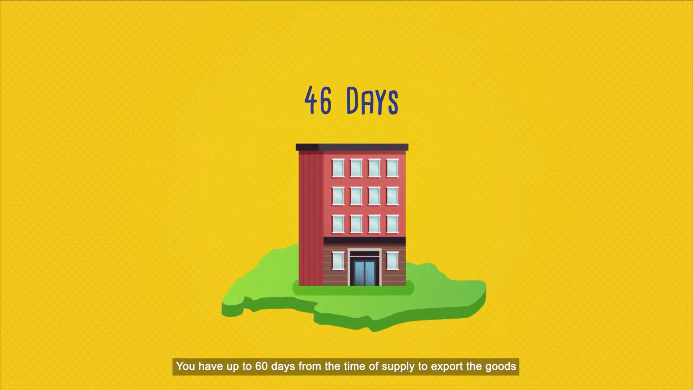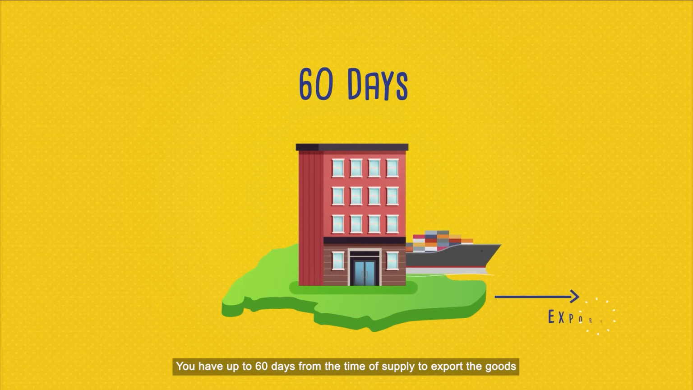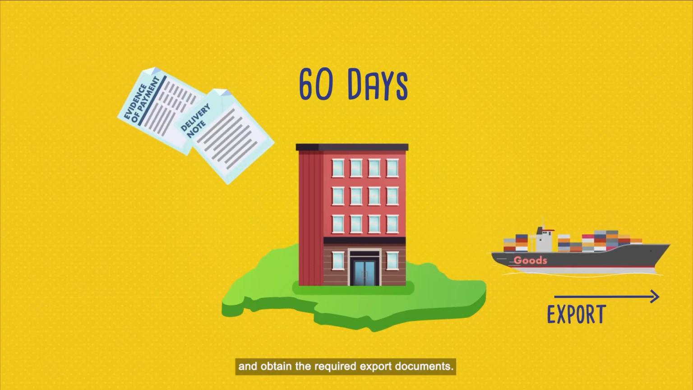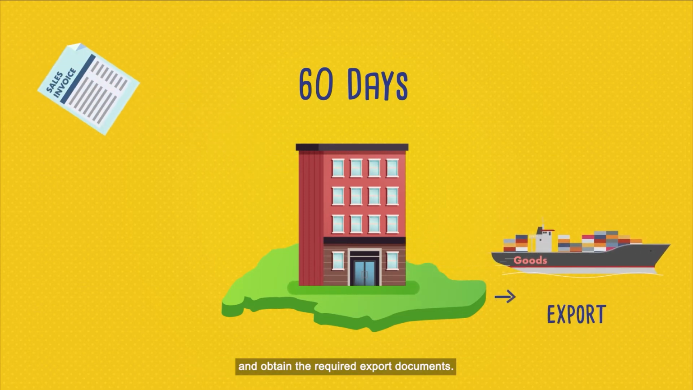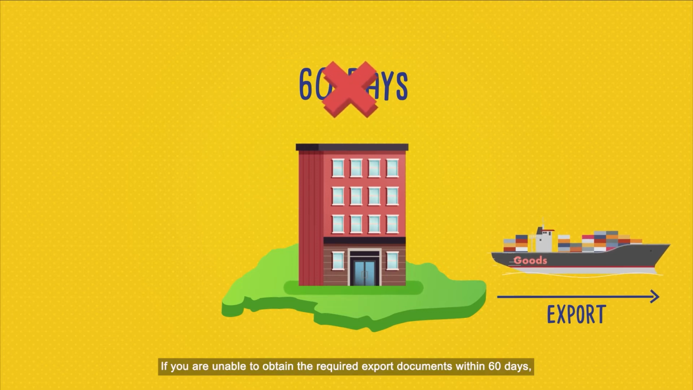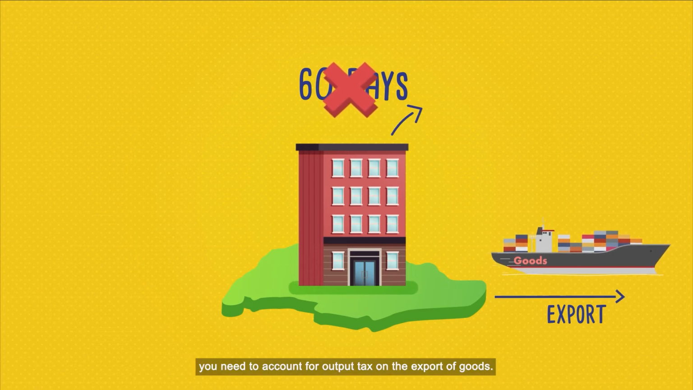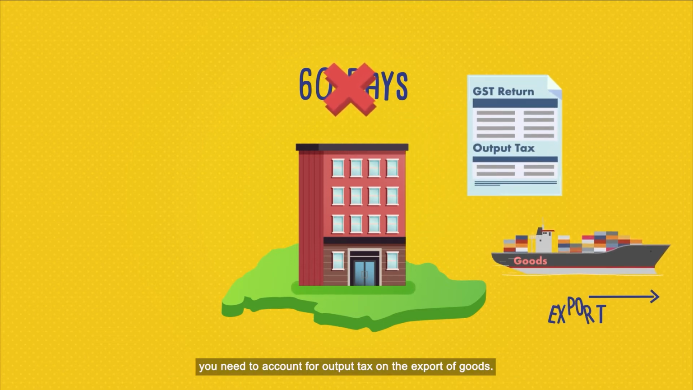You have up to 60 days from the time of supply to export the goods and obtain the required export documents. If you are unable to obtain the required export documents within 60 days, you need to account for output tax on the export of goods.